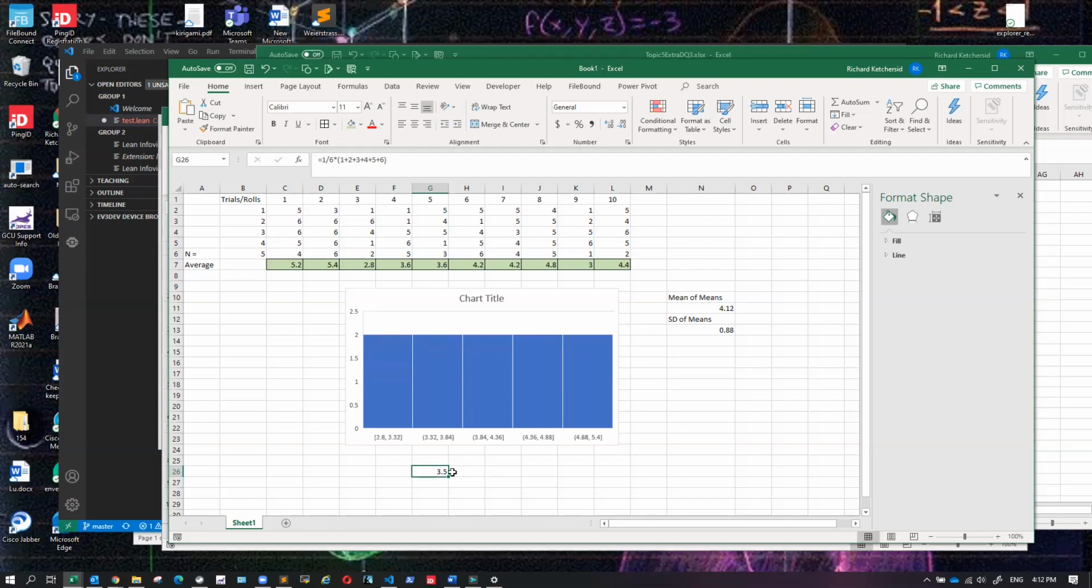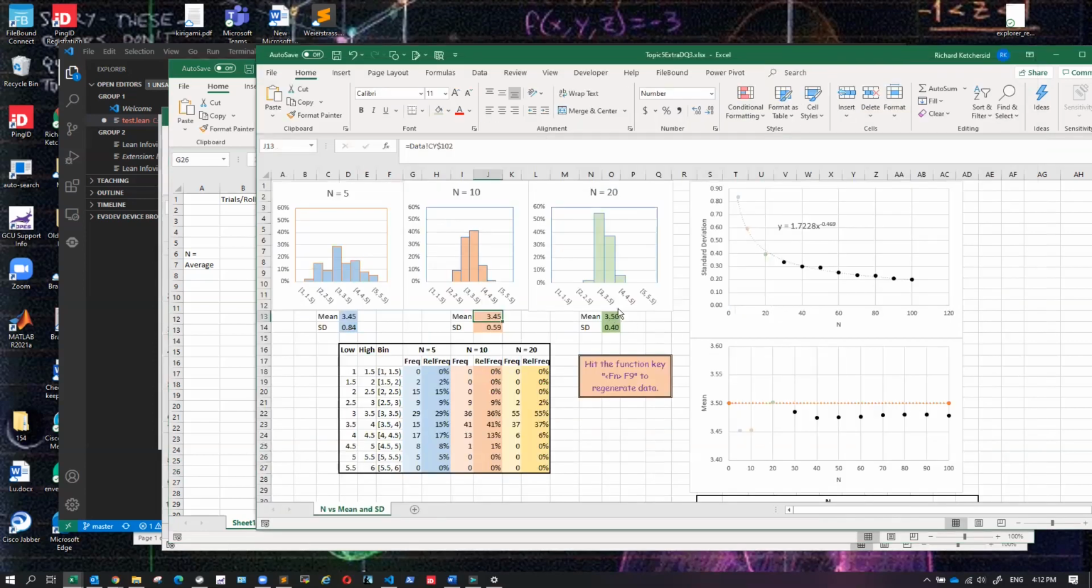Okay, and when I compute that, it's 3.5, right? So the theoretical mean that I should be getting here would be 3.5. And that kind of means if I did this experiment infinitely often, I would get exactly 3.5. That's kind of the idea, right?